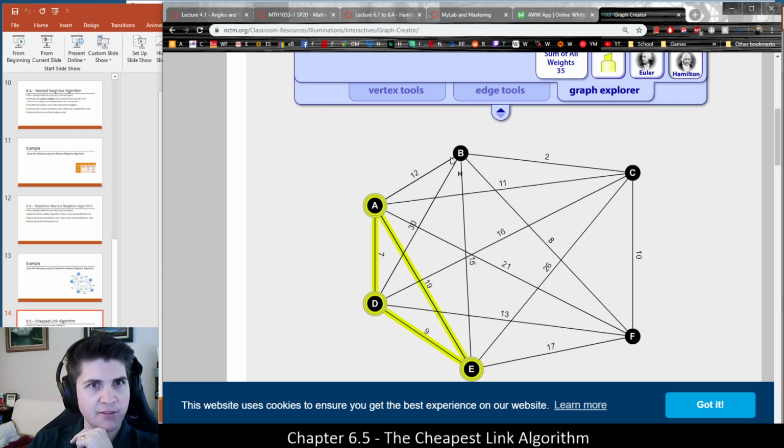And for some reason the graph creator does not have a problem with this. This is a problem because this would be what's called a partial circuit. Again, the issue here is that we have completed a circuit, but it is not Hamilton, because a Hamilton circuit must hit every vertex, and this does not.